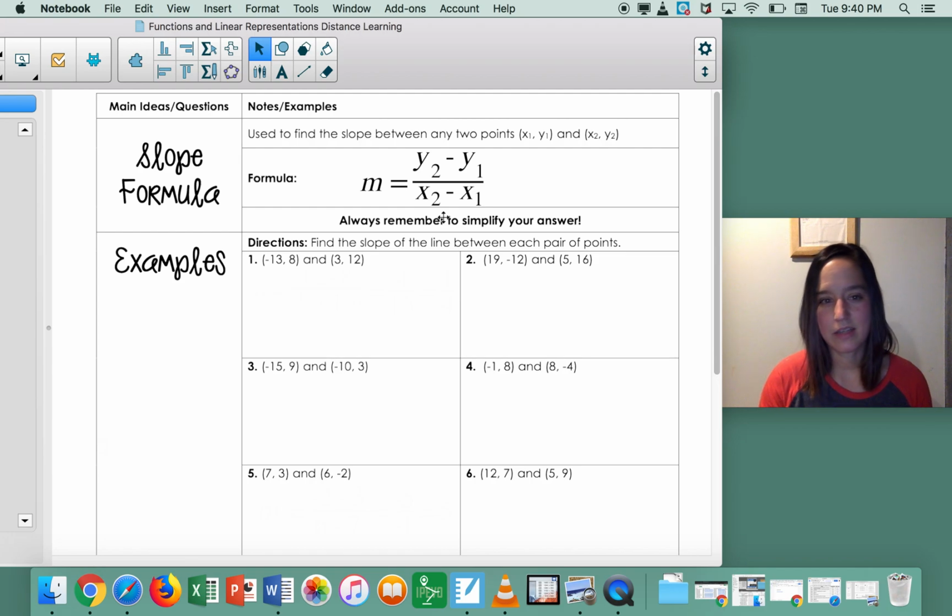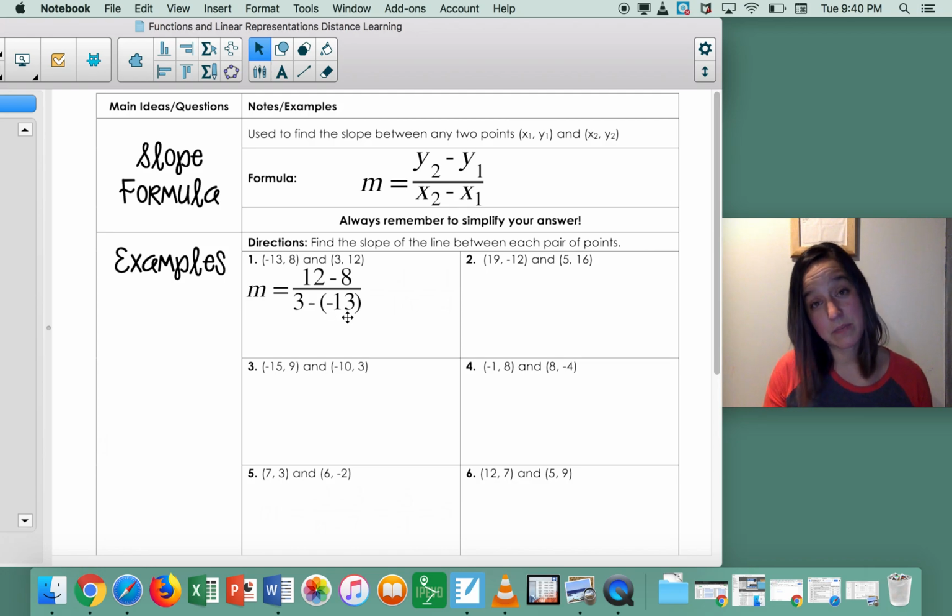That's really about it. So if I'm looking at number 1, if I'm trying to find the slope, the first thing I'm going to do is claim the first point to be my 1's and the second point to be my 2's. So I plug it into my formula: 12 minus 8, 3 minus negative 13. And then I'm simply doing math.